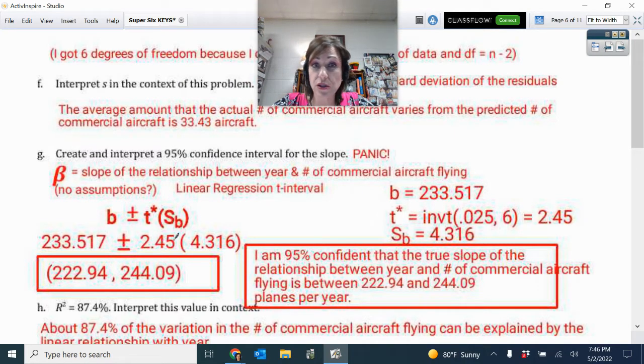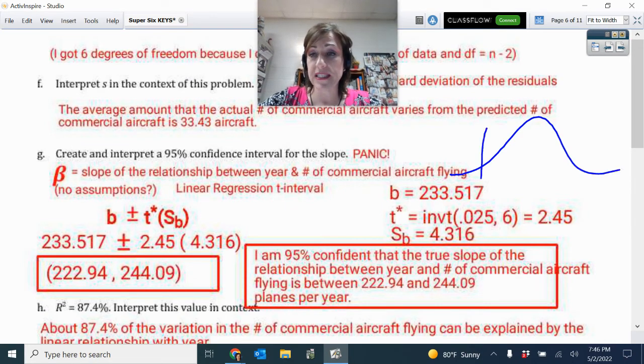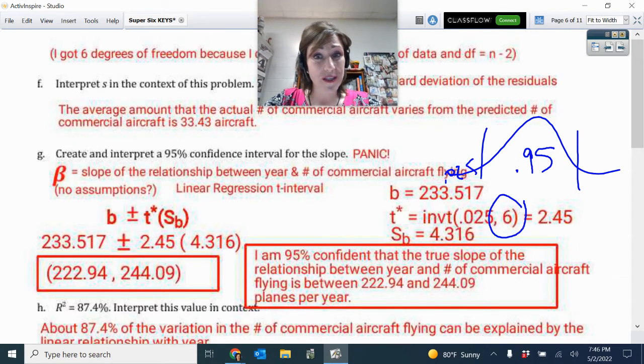233.517 plus or minus this T critical value, T star, which I got from doing inverse T of one tail, because remember, if you put 95% in the middle, then that puts 0.025 in a tail. So we've got 0.025 in the tail. And now 6 degrees of freedom.